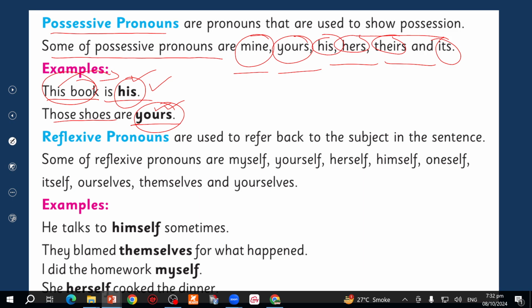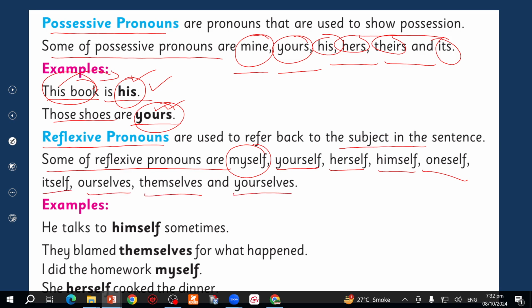Let's talk about reflexive pronouns. Another kind of a very important pronoun which is called reflexive pronouns. They are used to refer back to the subject in the sentence. Some of the reflexive pronouns are myself, yourself, herself, himself, oneself, itself, ourselves, themselves, and yourselves.